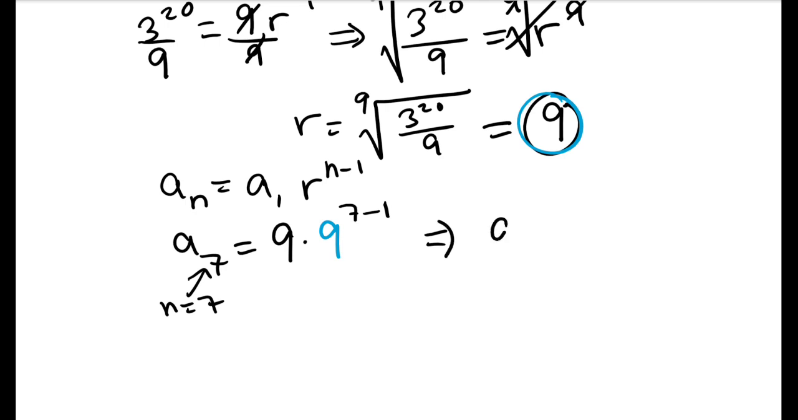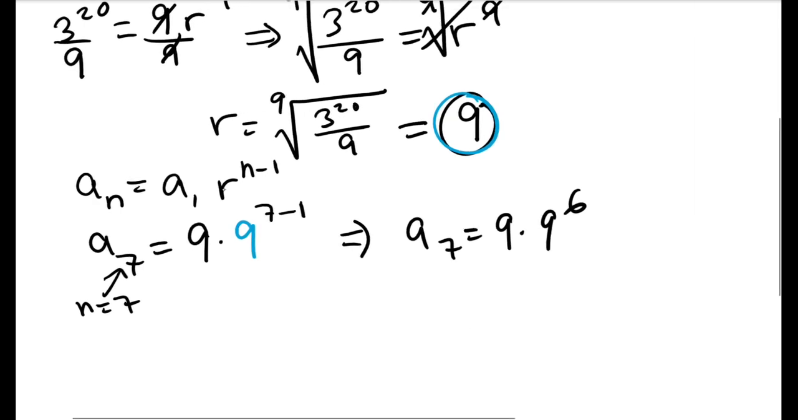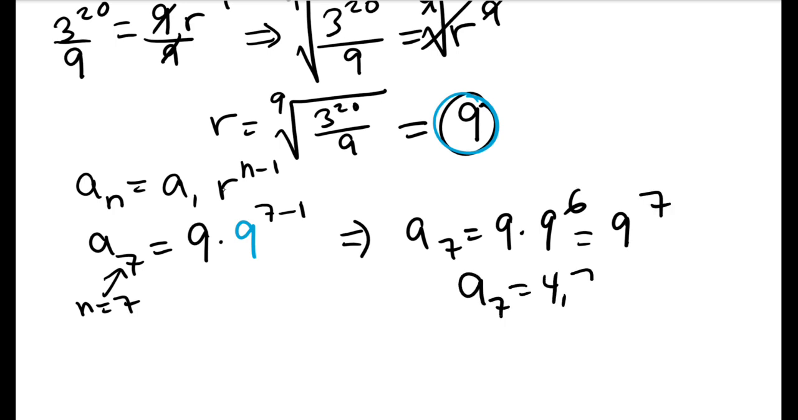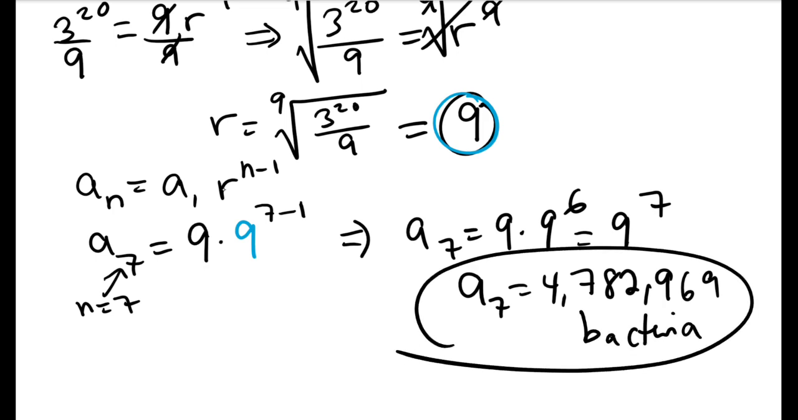All right, so now A7 is equal to 9 times 9 to the 6th power, which is the same thing as 9 to the 7th power. So we're going to get 9 to the 7th, but I'm going to go ahead and get that number out as well. I'm just curious to see what that number is. 4,782,969 bacteria. It's a lot of bacteria on day 7.